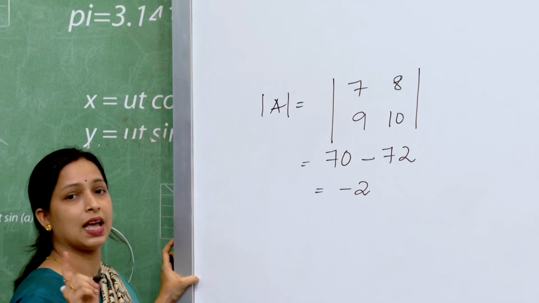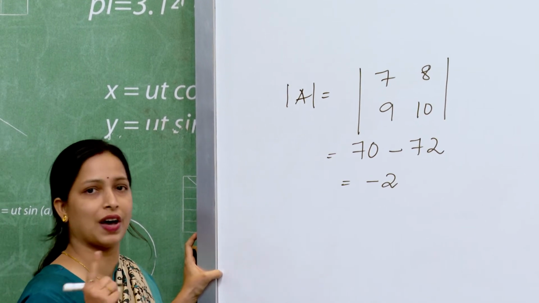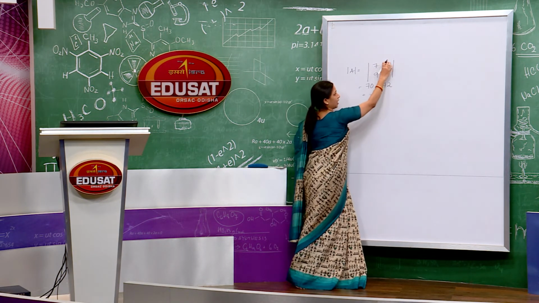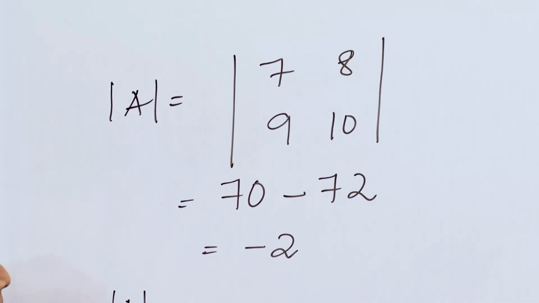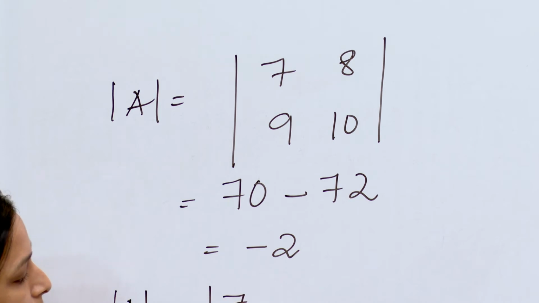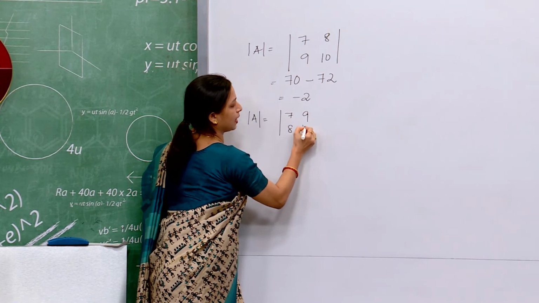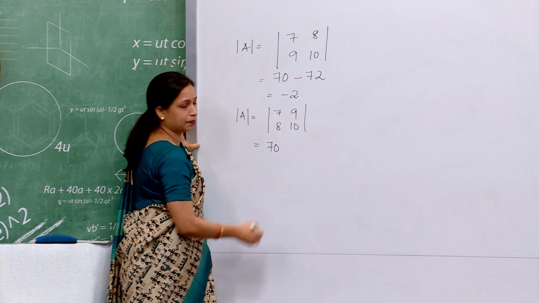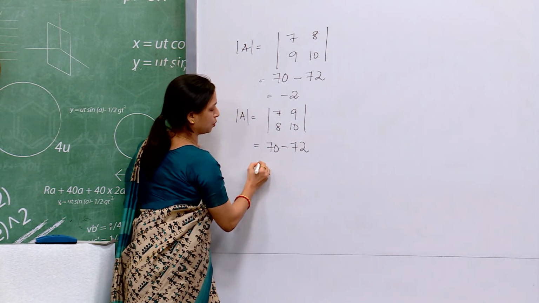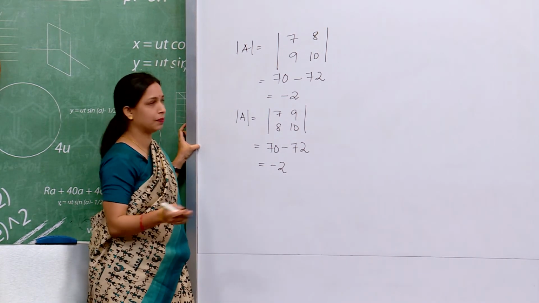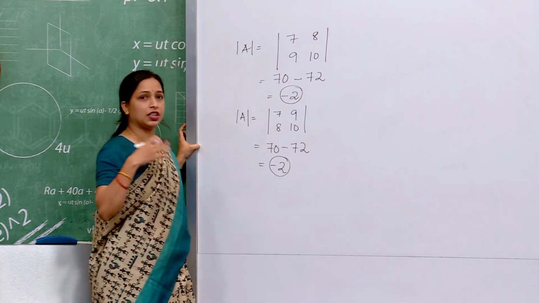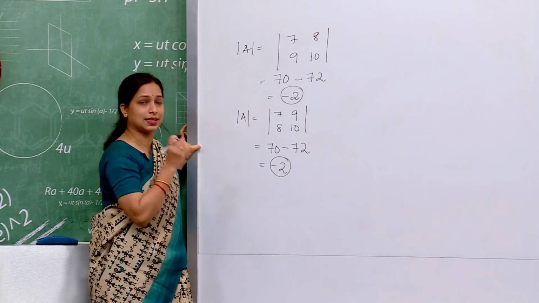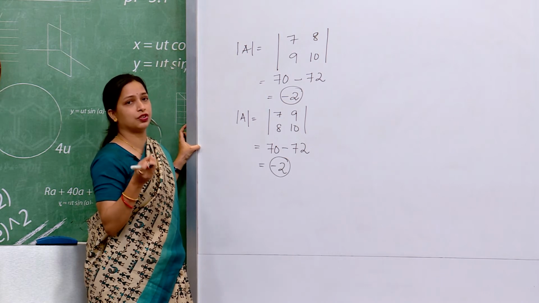Now the property says that the value will remain unchanged. That means the same value will be there even if we interchange the rows into columns or the columns into rows. So let me change the rows into columns. So let's say if I put 7, 8 in the column, again 9, 10 here. So now let us find out the determinant value. 70, 7 into 10 minus 9 into 8, 72. So see, the same value. So that means if we interchange the rows into columns or the columns into rows, the value will remain unchanged, right? Now let's take the same property and explain it with the help of an order 3 determinant, right?